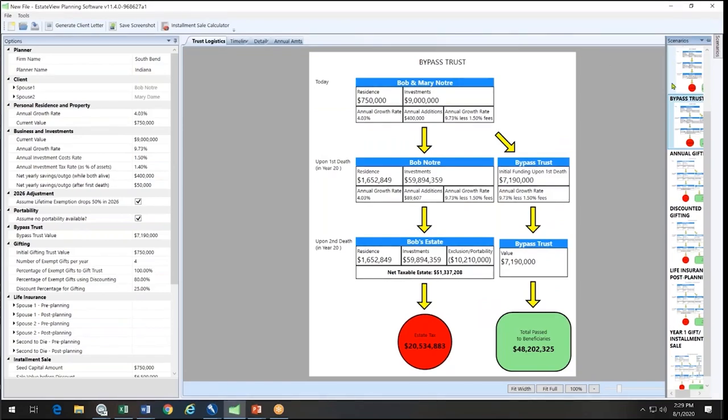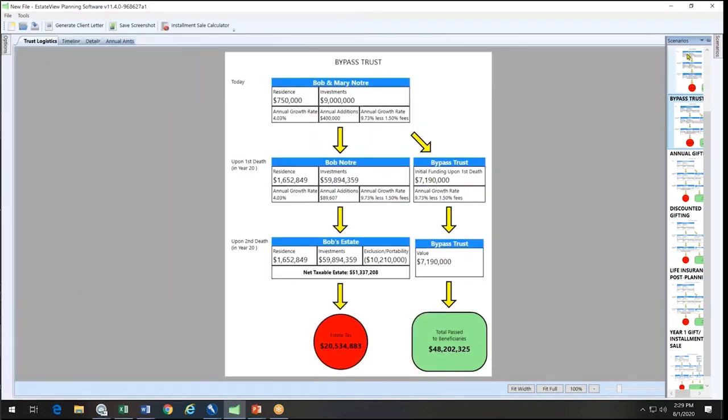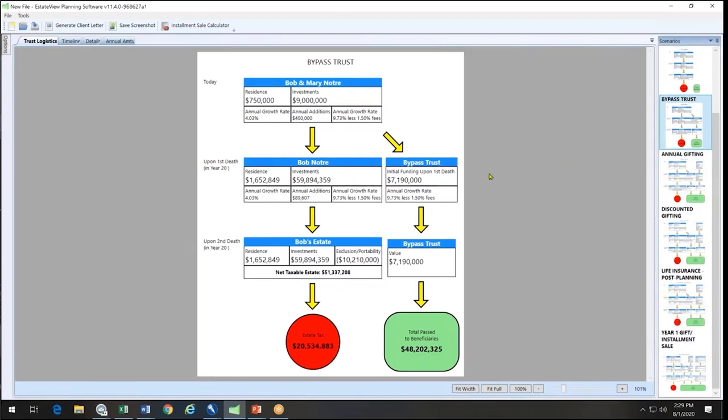The software also allows you to move any of these illustrations or any of these parts out to separate screens. So if you have a dual screen computer, you could have the input one place and the illustration elsewhere.